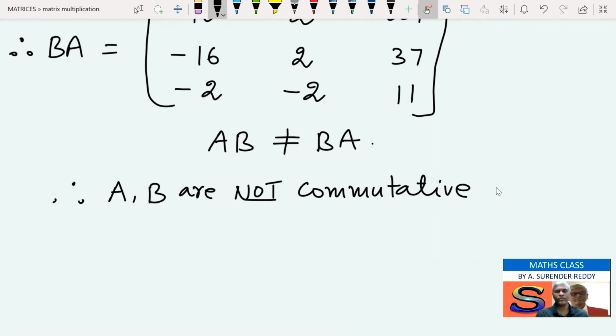Not commutative with respect to multiplication.